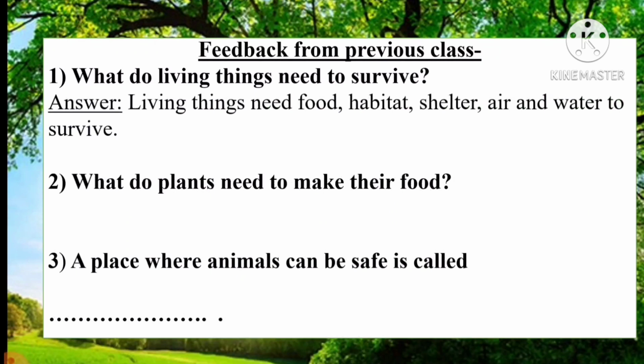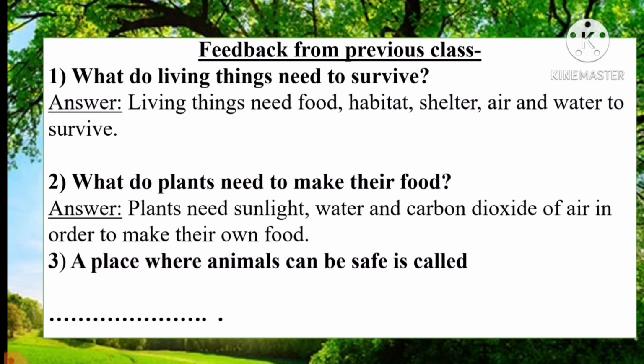Now what do plants need to make their food? Plants need 3 things to make their food from the environment, and those are sunlight, water and carbon dioxide. With the help of these 3 things, they make their own food. Okay? So the third question is a fill in the blanks.